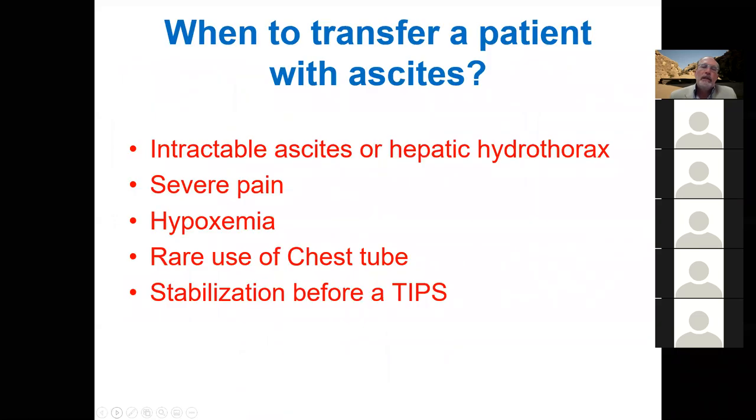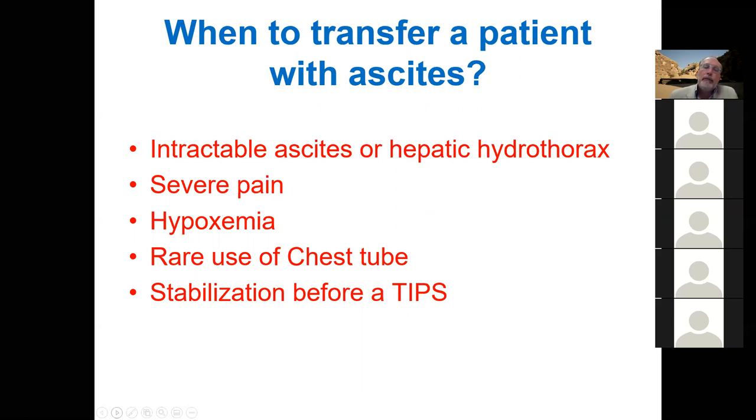A little bit more on ascites. When do you transfer a patient to the ICU or to a transplant center? Intractable ascites, you're not sure about putting in a TIPS. Or hepatic hydrothorax that's not being controlled with diuretics. We do not put in chest tubes for hepatic hydrothorax. We'll put in a TIPS shunt, but we really want to control that hydrothorax with ascites. But you can take out fluid looking for infection, malignancy, TB, cocci.